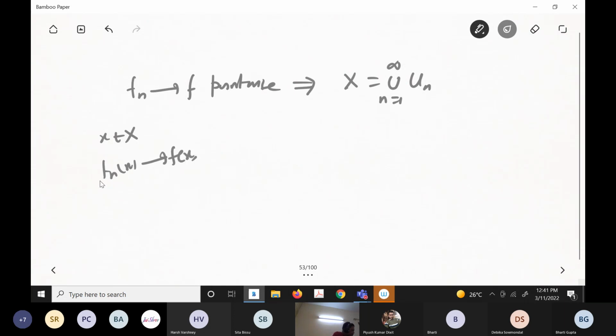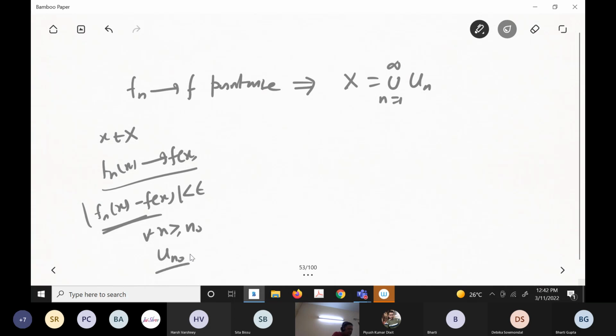Even when you have picked epsilon, right now you are keeping it fixed. Then given that epsilon, I will get n naught such that for all n greater than or equal to n naught, this holds. Particularly it is true for n naught. That means x will belong to U n naught. So here you are getting that pointwise implies this; here you are using pointwise convergence.